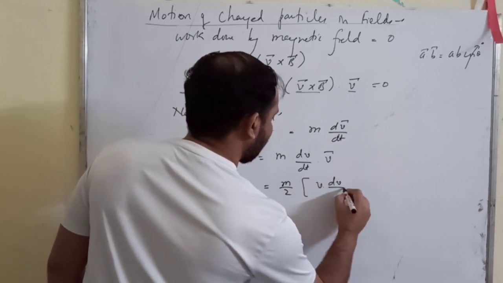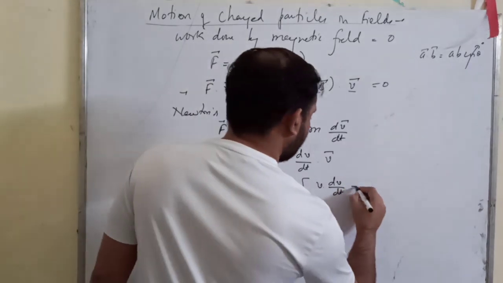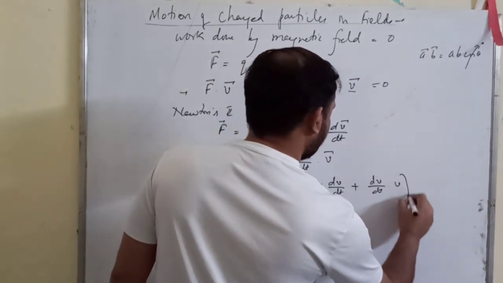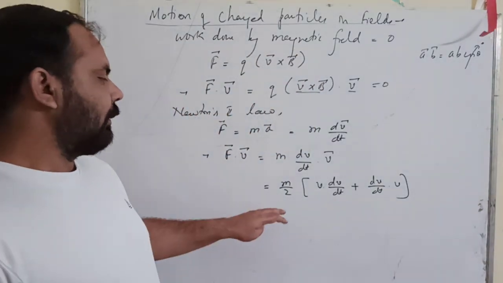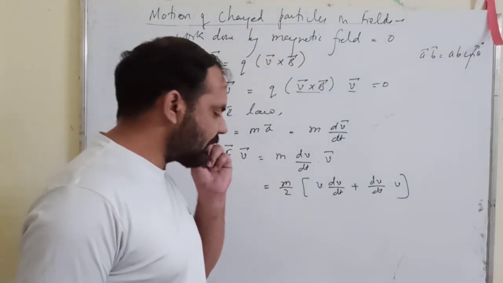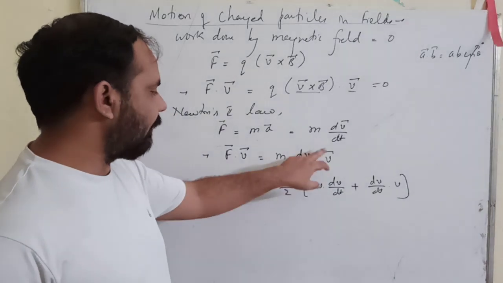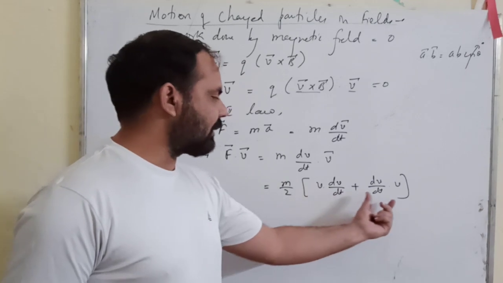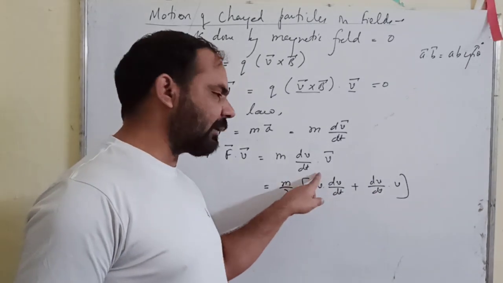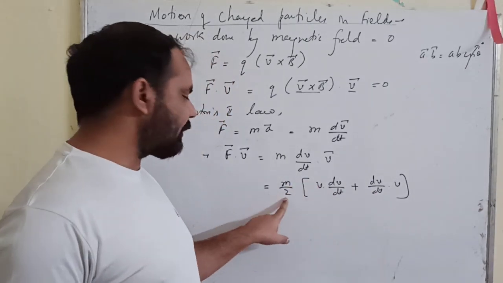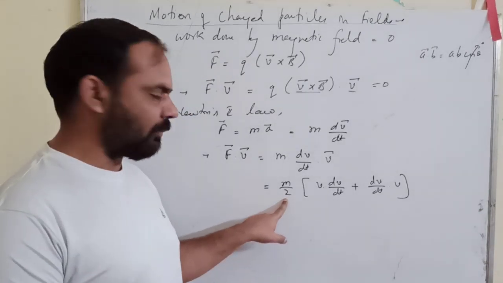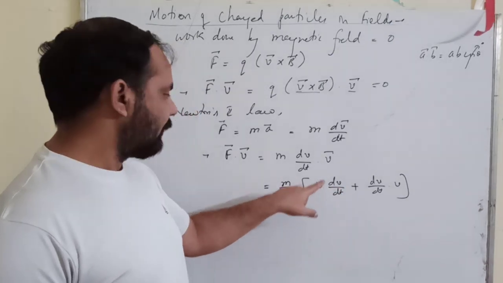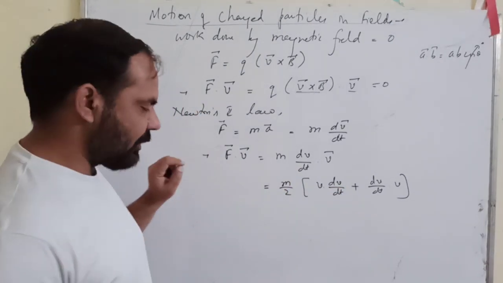v dot dv upon dt plus dv upon dt dot v. What I have done is I have noted this twice, because they are just similar terms. So if I add them, I will get 2 times this quantity, and at the same time I divide it by 2 also. So half, and this will be 2 times dv upon dt dot v. So we have balanced like this.